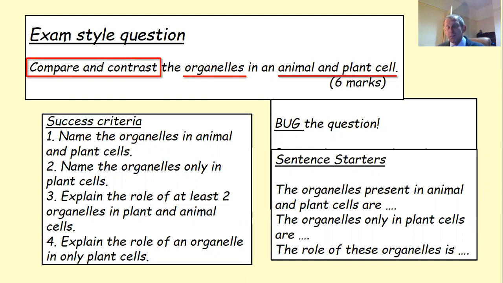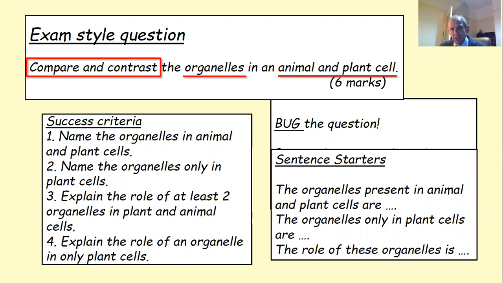So pause the video now, guys. Have a go at this question. Once you've had a go at this question, we'll go through the answer. I'll go through the mark scheme so you can have a go at marking your work, and then I'll provide you with a model answer that I've written as to how I would answer this question if I was in an exam. So pause the video now, guys.